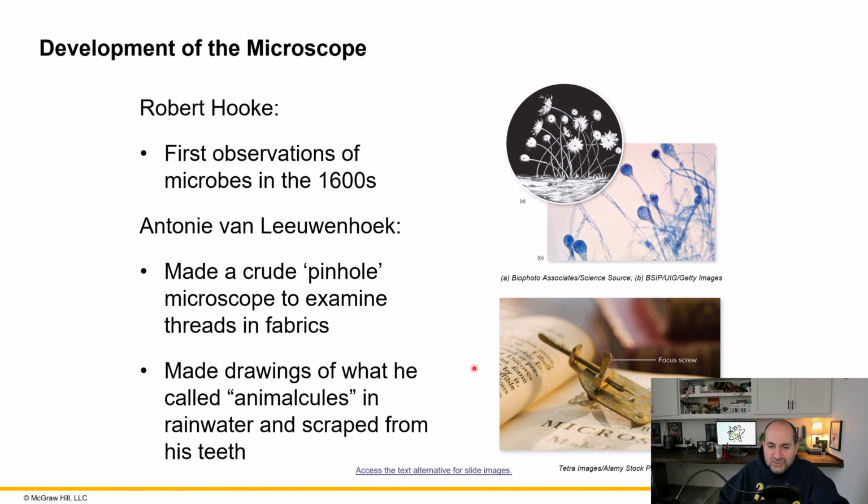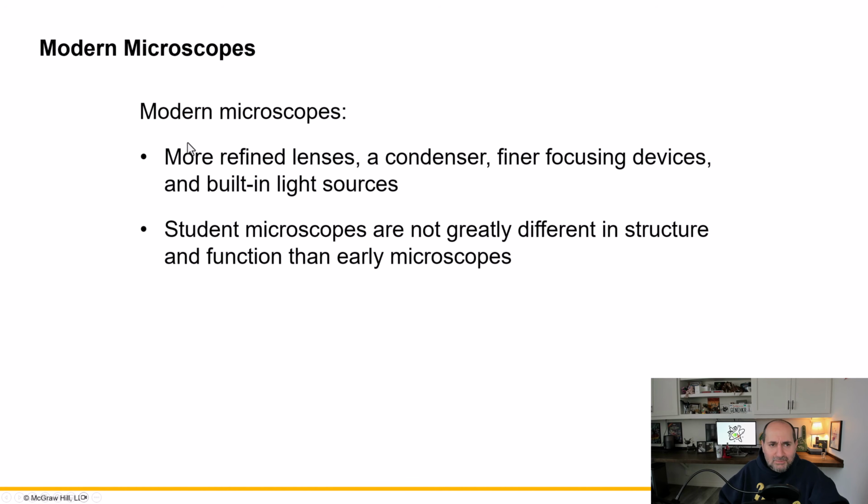first to fashion these crude, early, simple microscopes and see these microorganisms such as fungi and protozoa under the microscope. Modern microscopes are quite more advanced. They have refined lenses. They have a structure known as the condenser, which we'll talk about. It condenses the light, a finer focusing device. So we have fine focusing and coarse focusing knobs. We have built-in light sources.